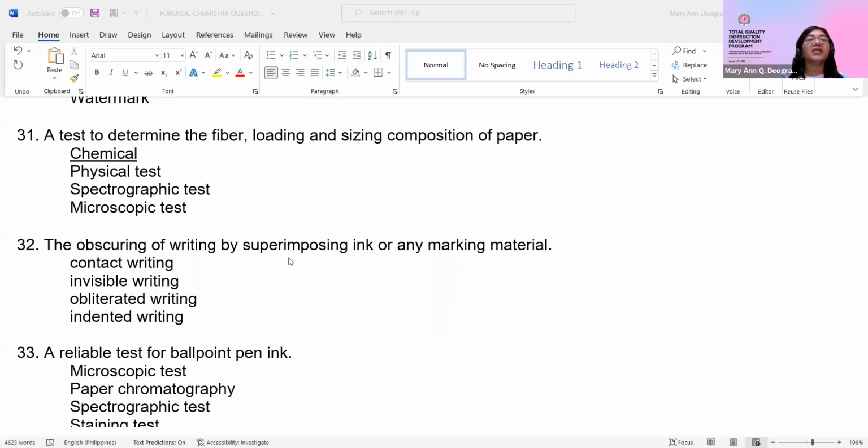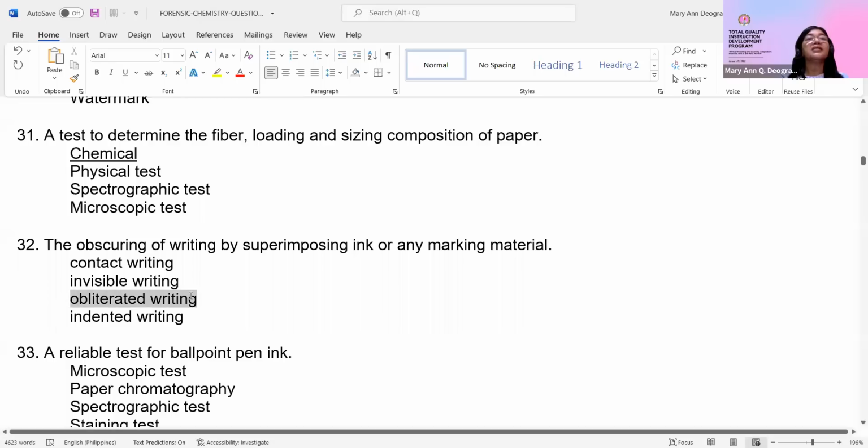So, obliterated writing. Kasi invisible, secret yun eh. Hindi natin nakikita yun. Indented is yung nabakat yung indented. Contact writing, mga unnecessary writings yan. Okay. How about number 33?